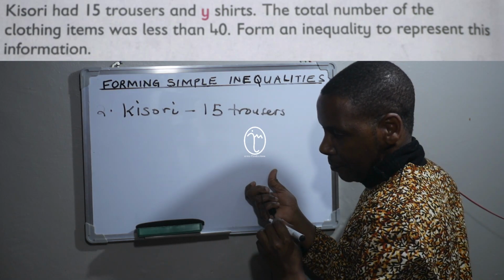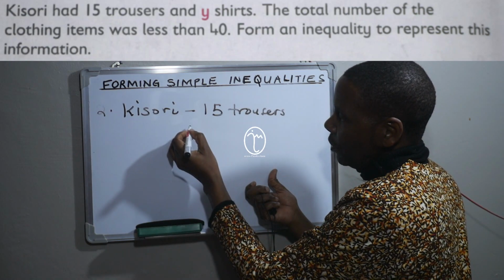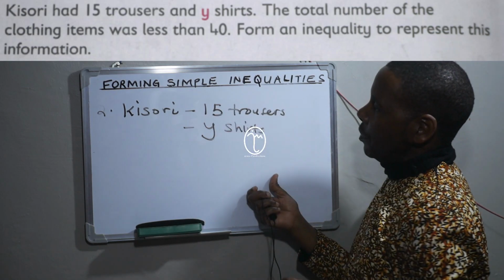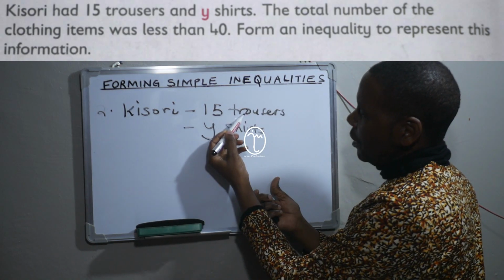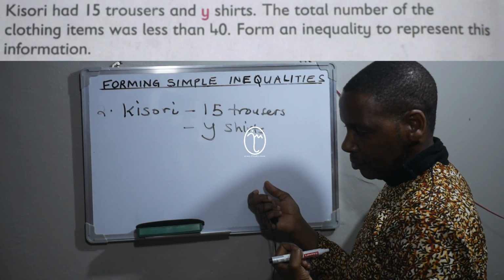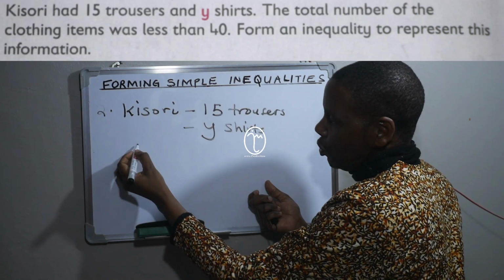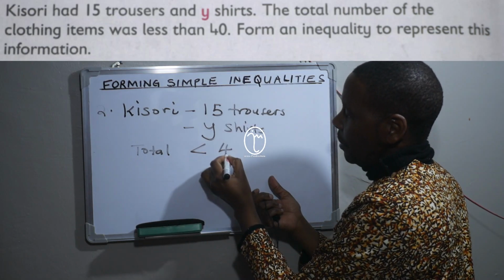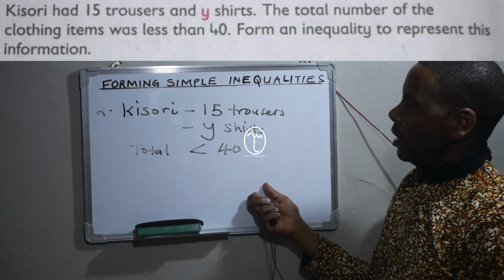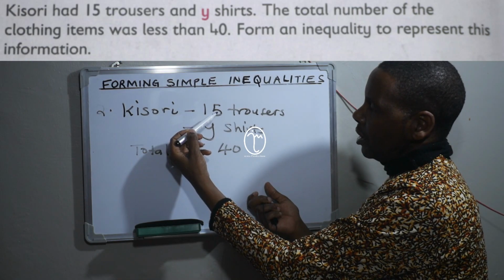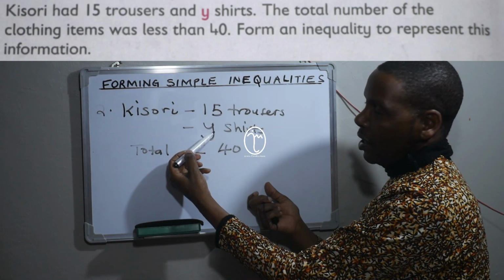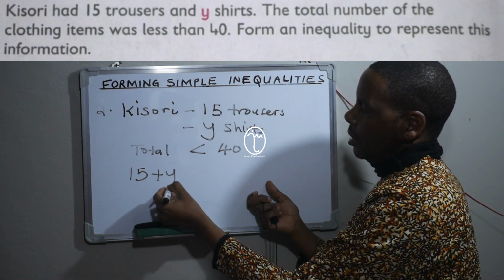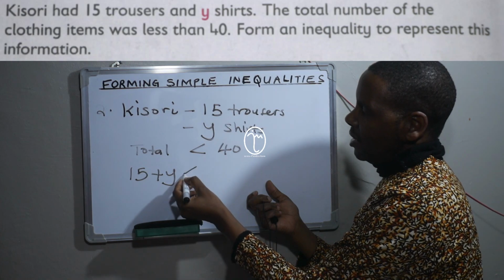Then we have the same Kisori had Y shirts. So the same Kisori had 15 trousers and Y shirts. Then we are told the total clothing that he had was less than 40. Again, we are going to put together what Kisori had, that is the 15 trousers and the Y shirts. That is 15 plus Y, and then we say this totals to less than 40.